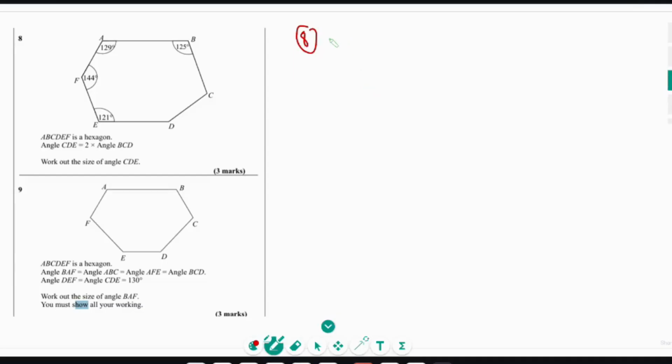Here are the next set of questions. Let's get the angle sum first. N minus 2 times 180 is 720. Let's just take off these other angles from 720, see what we have left. So we've got 201.